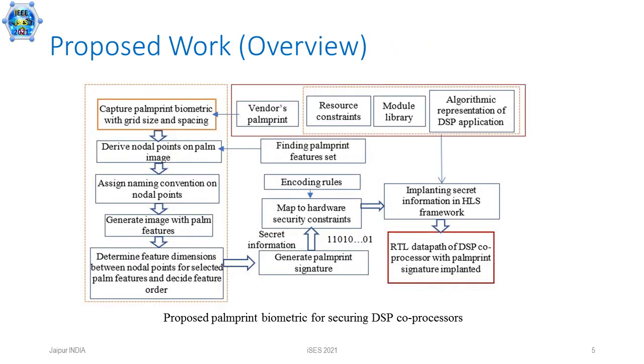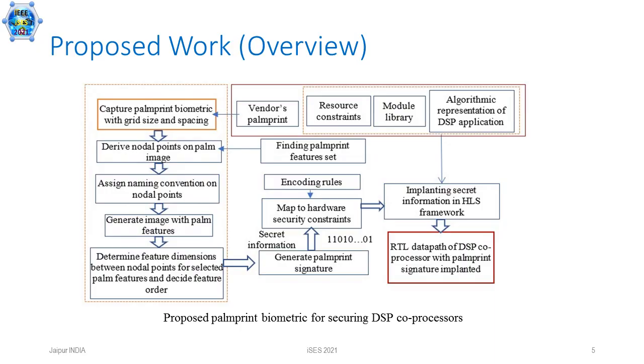The first step is to capture the palmprint biometric with grid size and spacing. Okay, and that is done using the vendor's palmprint. Second, it derives the nodal points on the palm image, assigns a naming convention. Finally, it produces the image with the palmprint features, followed by detection and determination of the feature dimensions between the nodal points for selected palm features, and it decides the feature order based on the information provided by the IP vendor for concatenation of all those information.